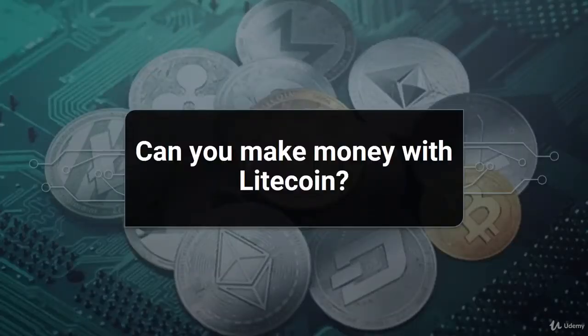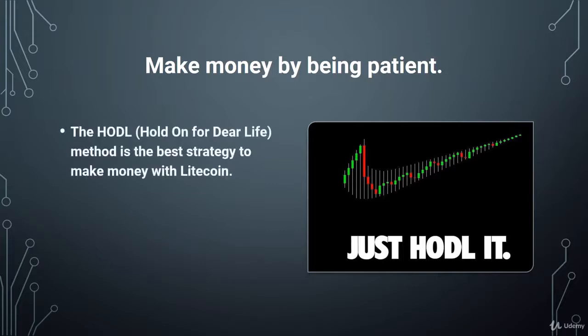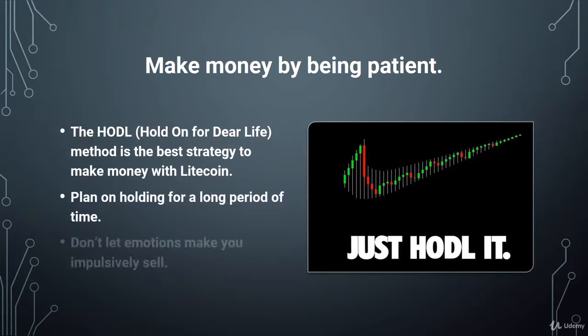Can you make money with Litecoin? I'm guessing that one of the reasons why you're taking this Litecoin course is because you would like to make money with Litecoin. Well, the answer to that question is yes. Of course, there's never a guarantee that you can make money from anything, but it's certainly possible. So let's go over the ways that you can make money from Litecoin. Well, the most obvious method is to buy Litecoin at one price and sell it later for a higher price. Now, it doesn't take a rocket scientist to figure out that concept, but there's more to it than that.